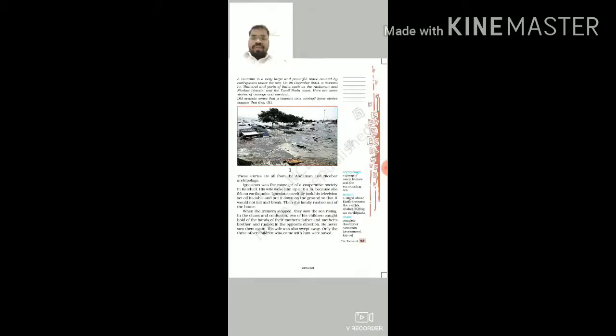Two of his children caught hold of the hands of their mother's father and mother's brother. So there are another two characters: Ignatius, his wife, and his two sons. Okay, two children we can say. So two children caught hold. Whose hand did they hold? That is of their mother's father and mother's brother, Ignatius' wife's dad and his brother.